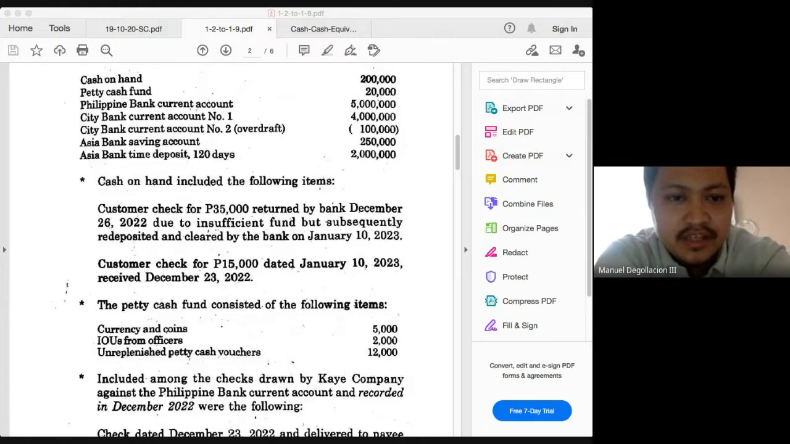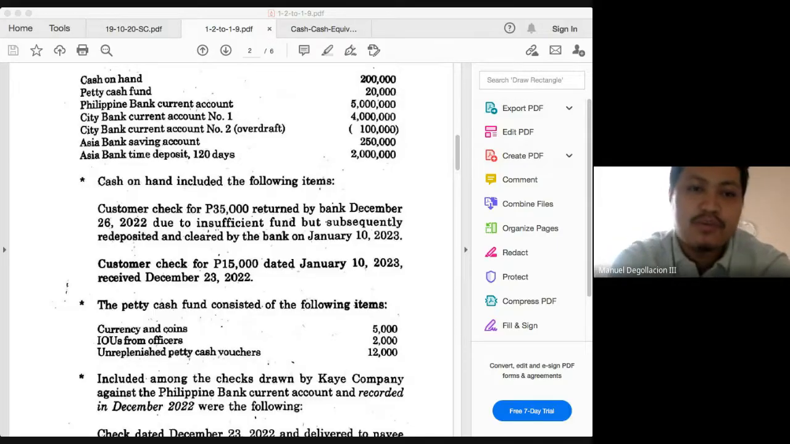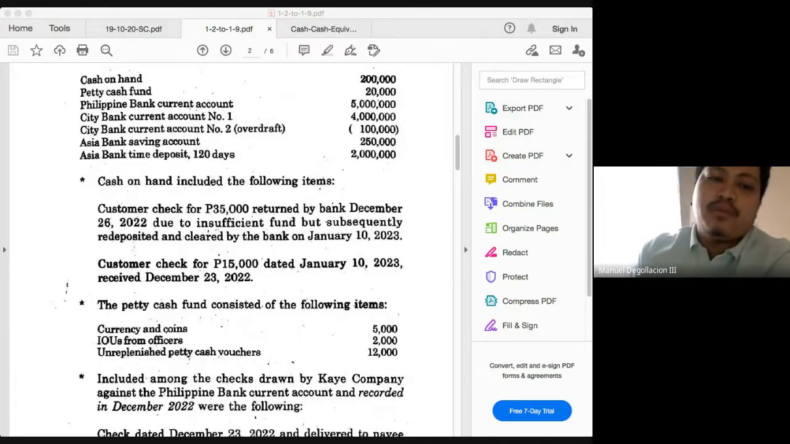But here in this case, it only cleared with the bank the following year. So as far as 2022 is concerned, the check is still no good and should therefore not form part of our cash balance. Okay, second item relevant to our cash on hand balance.